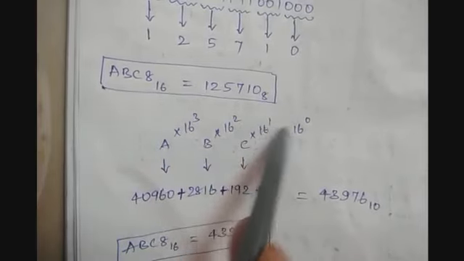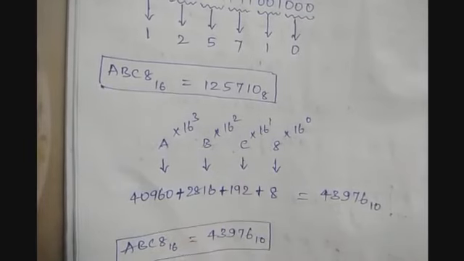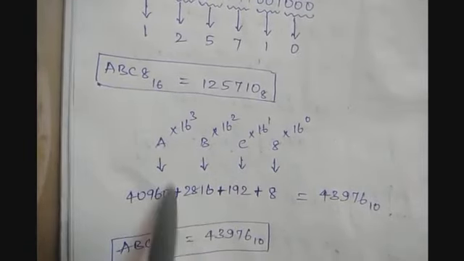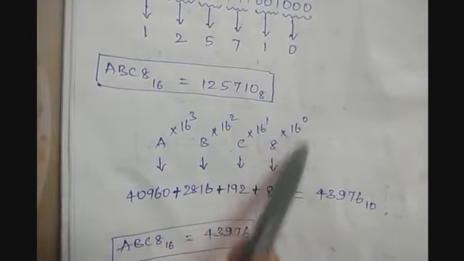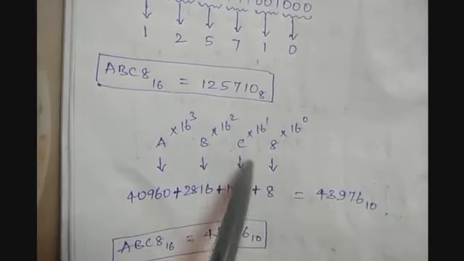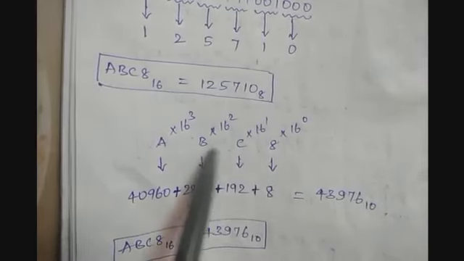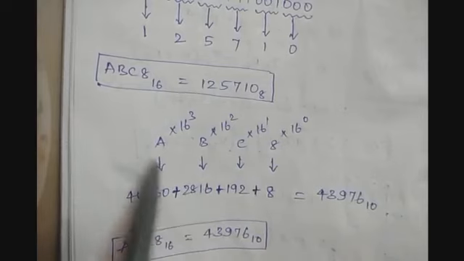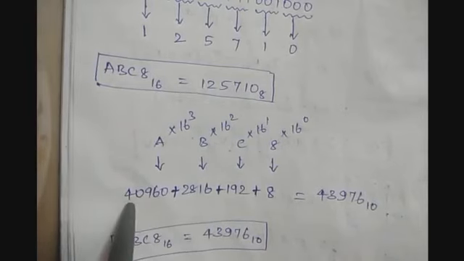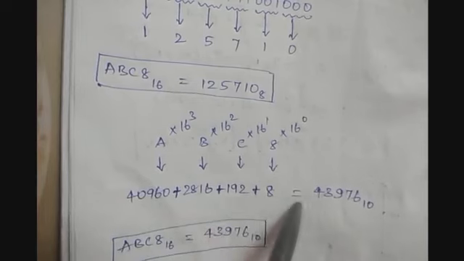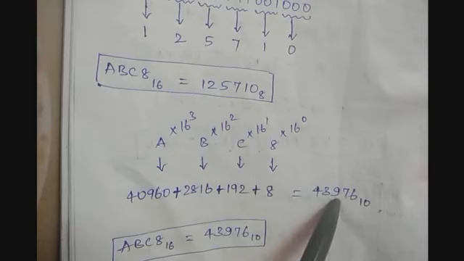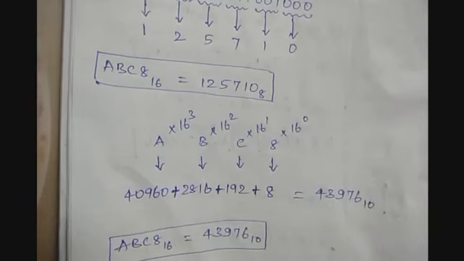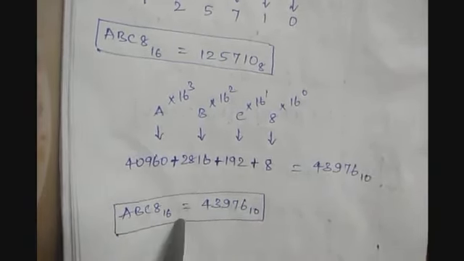And multiply these position values with the corresponding digits and add all the values. If you multiply 8 with 16 power 0, you will get 8, and the output of the next product is 192. The output of the next product is 2816. The output of the last product is 40960. Add all the values. We got 43,976. So this is the decimal equivalent of ABC8. So we'll see the next problem.